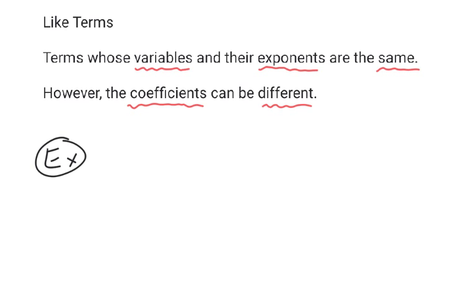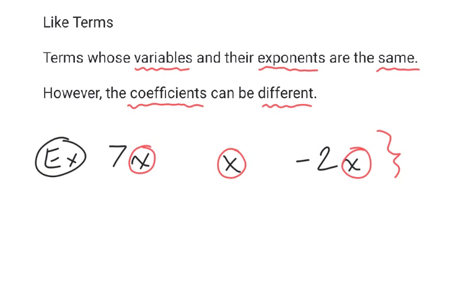Here we have 7x, x, and negative 2x. As you can see, each term has the same variable as well as the same exponent. That variable and exponent is x to the power of 1. However, when you have something to the power of 1, it is never written in. It is understood. Therefore, it would just be considered x.